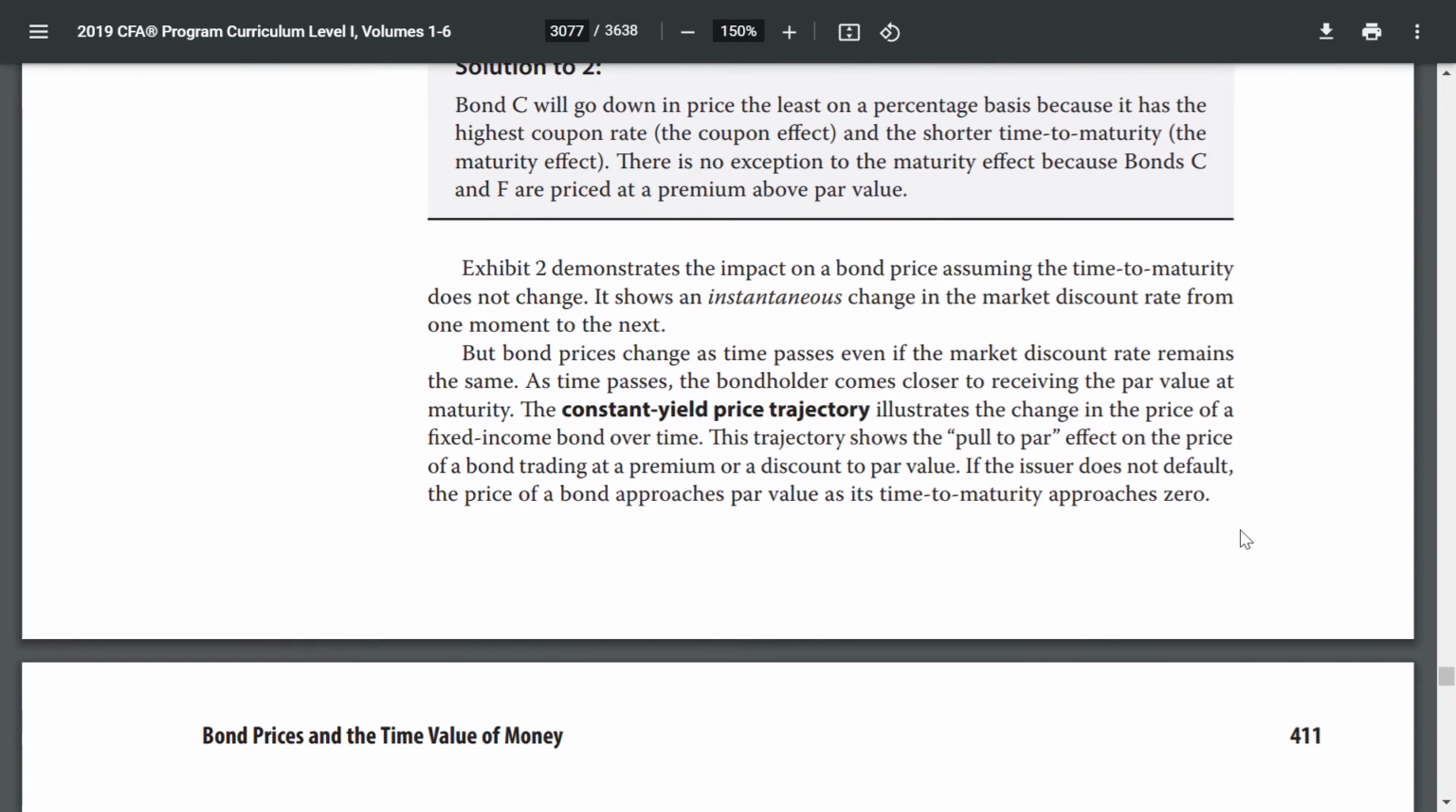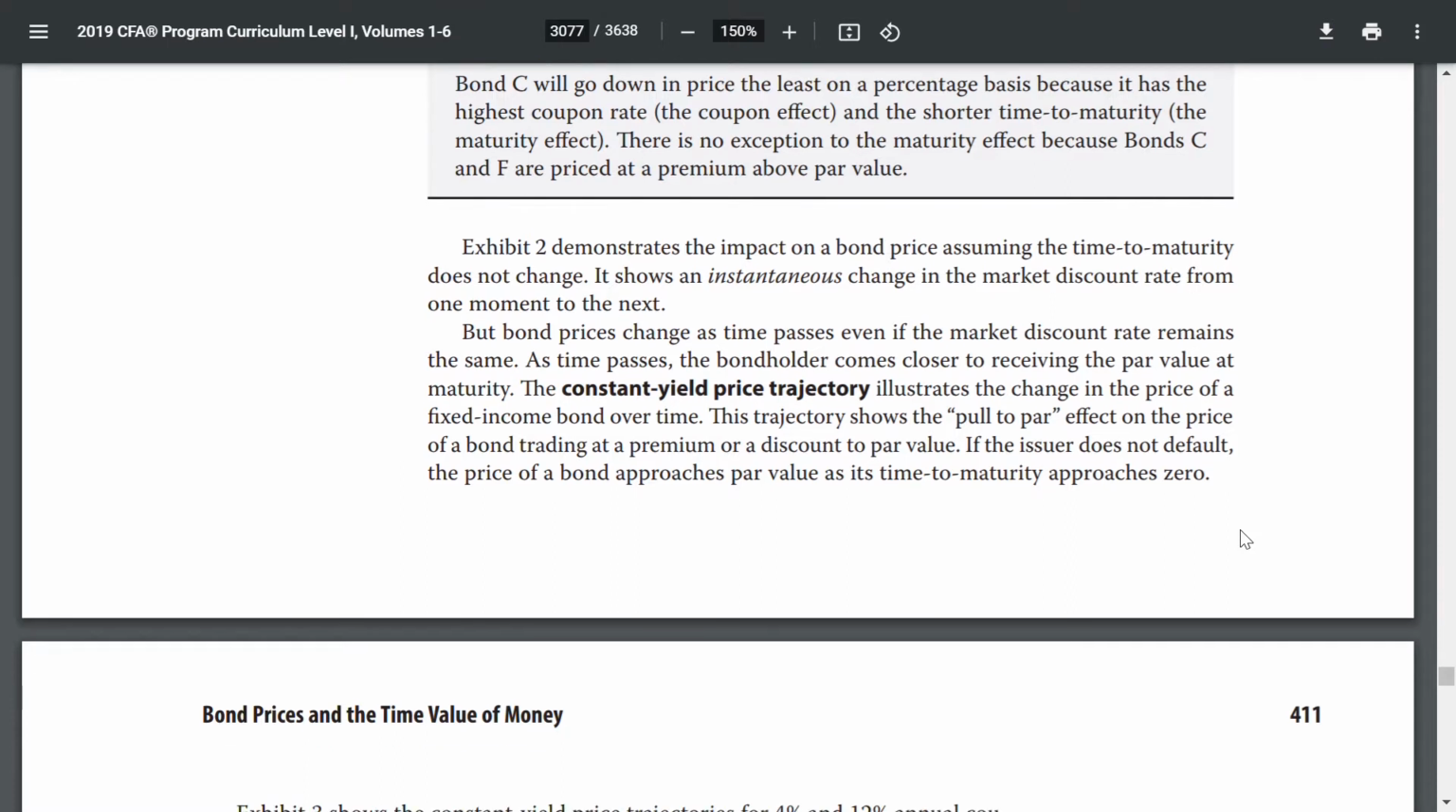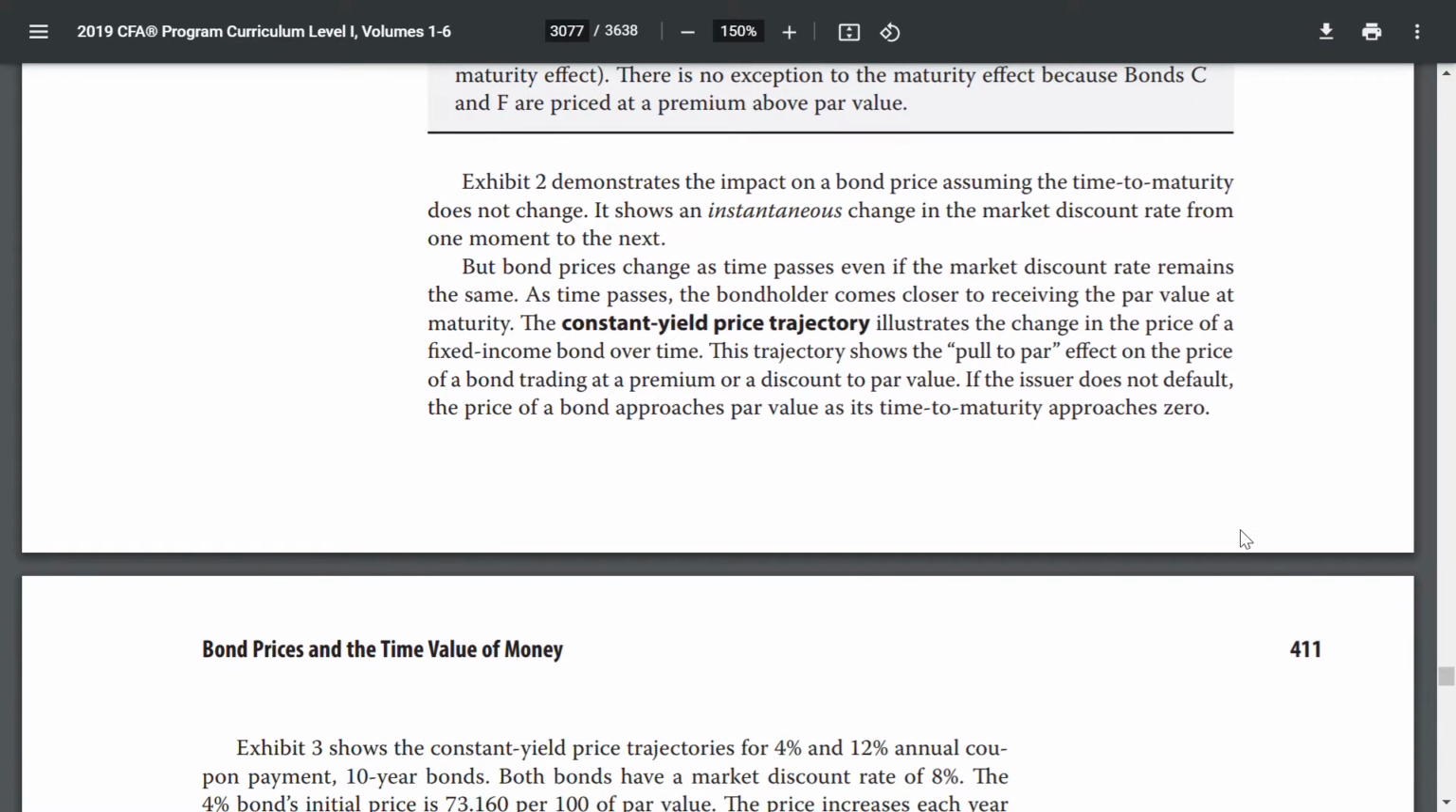Exhibit 2 demonstrates the impact on a bond price, assuming that the time to maturity does not change. It is shown as an instantaneous change in a market discount rate from one moment to the next, but bond prices change as time passes, even if the market discount rate remains the same. As time passes, the bondholders come closer to receiving the par value at maturity. The constant yield price trajectory illustrates the change in the price of a fixed income bond over time.